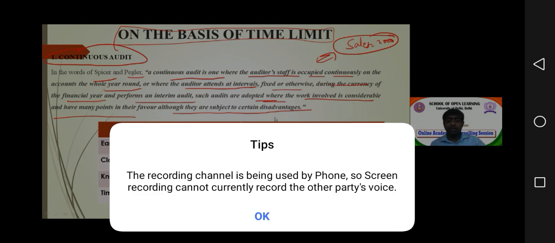So what we do in the case of a continuous audit is that we are always interested in continuously auditing the accounts and financial statements throughout the year. Instead of, as an external auditor, auditing the accounts and financial statements only at the end of the year, we are going to audit the accounts and financial statements throughout the year.